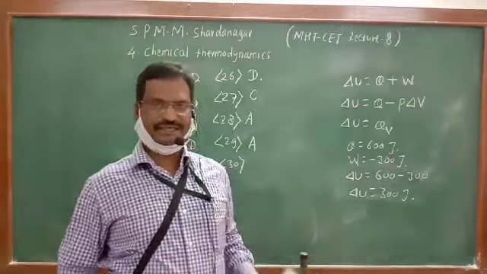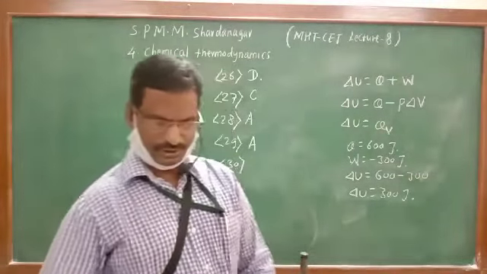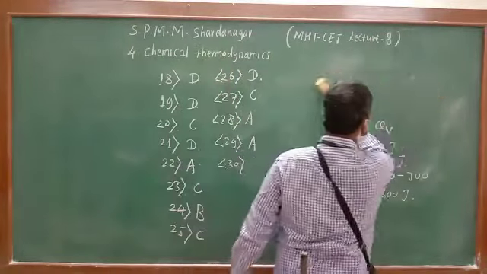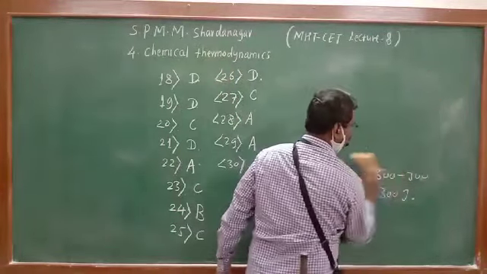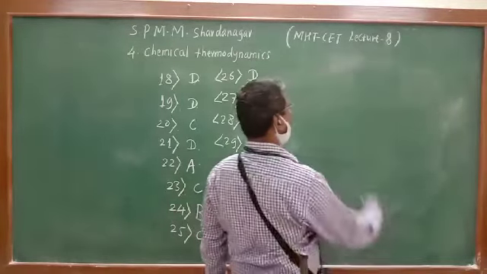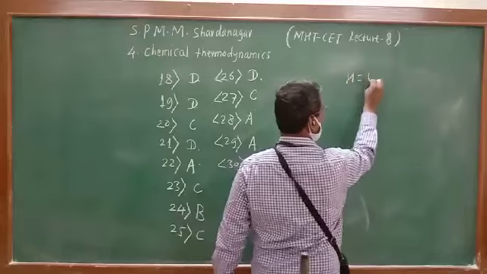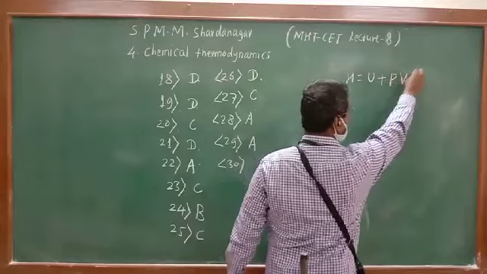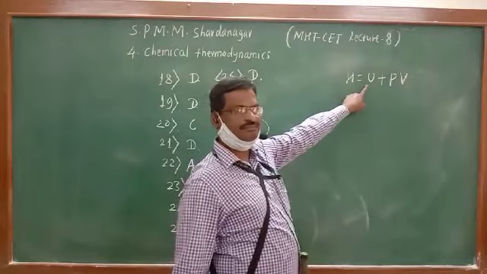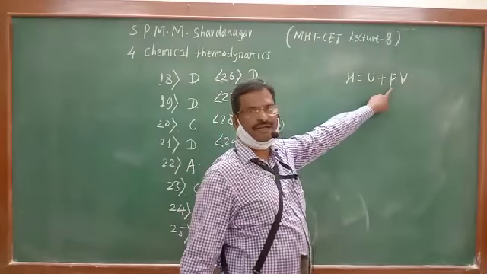Enthalpy H is equal to... We have seen the equation of enthalpy, which is a state function. H is equal to U plus PV. This is internal energy and this is PV type of energy.